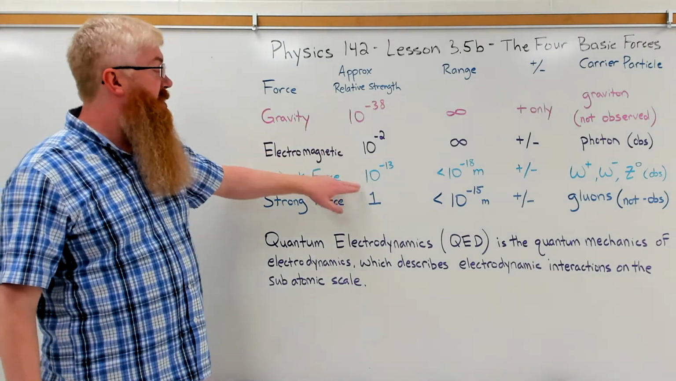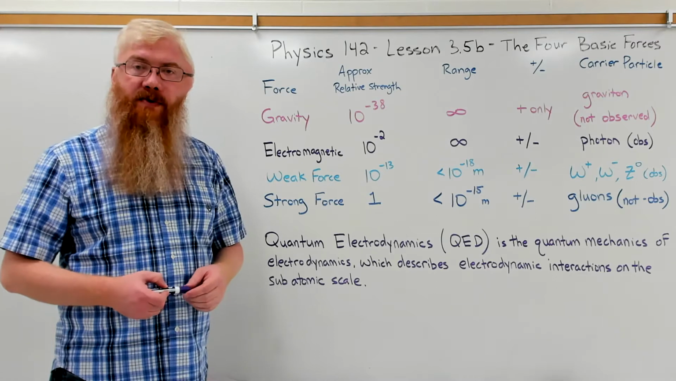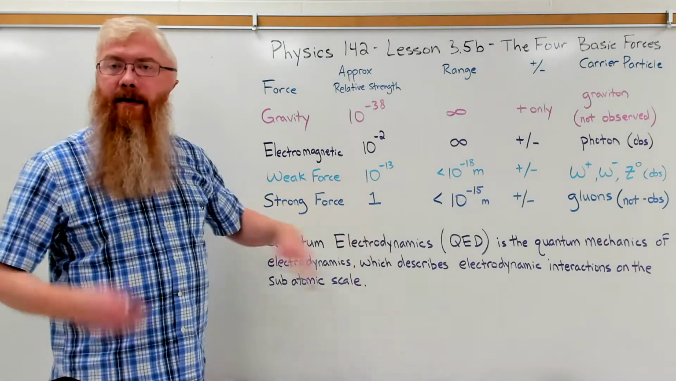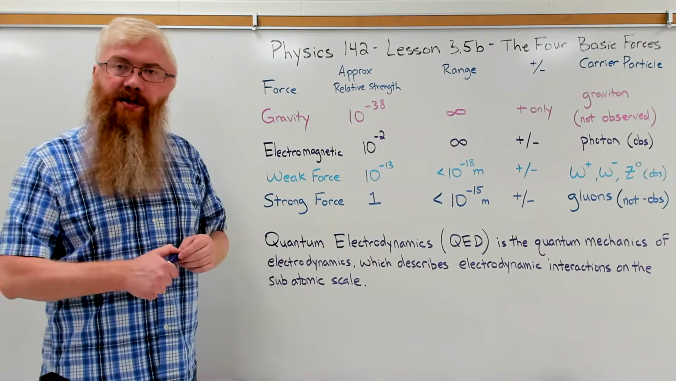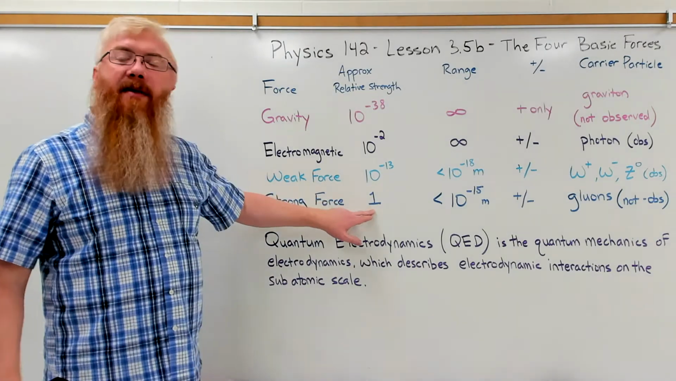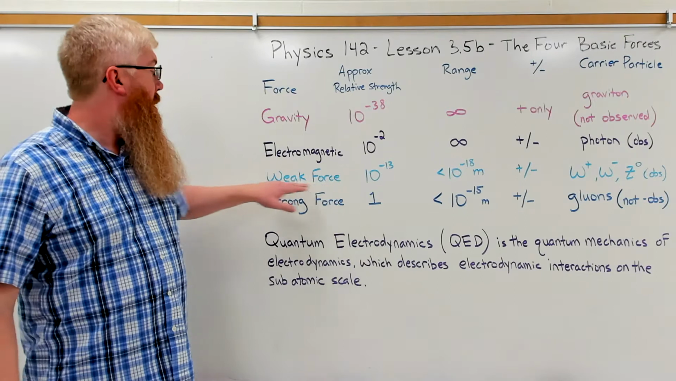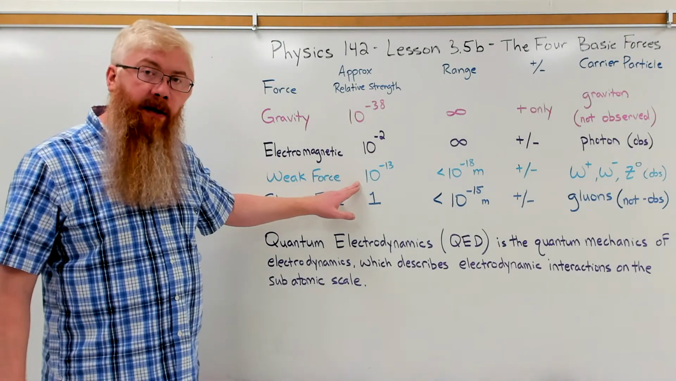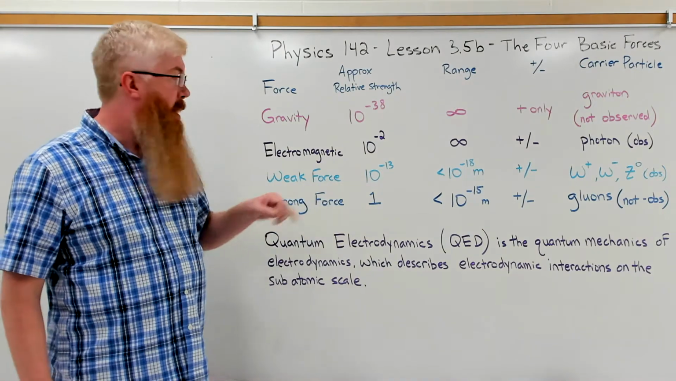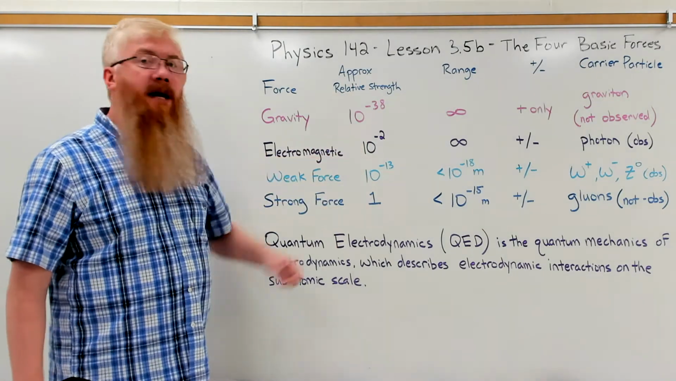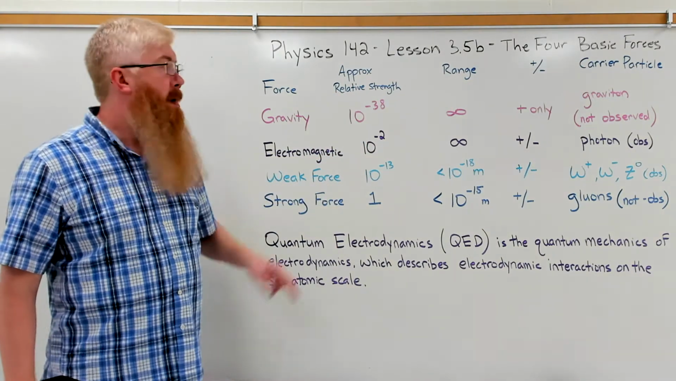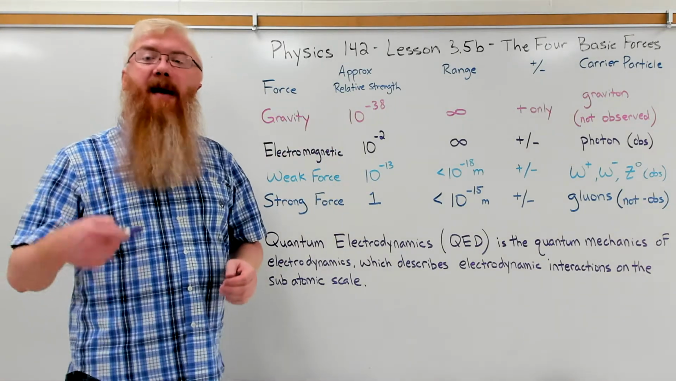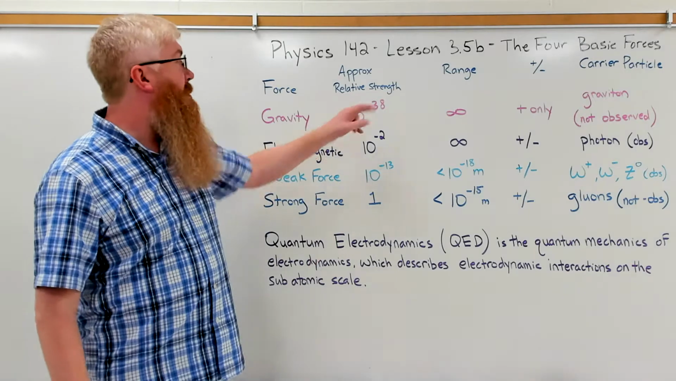Looking at their relative strength, how strong are these forces with respect to one another? Well, if we consider the strong force to have a force of 1, the most powerful force of the 4, how do the others stack up? Well, the weak force is more than 10 trillion times weaker than the strong force. The electromagnetic force is 100 times weaker. And gravity is almost 40 orders of magnitude weaker. 10 to the minus 38.